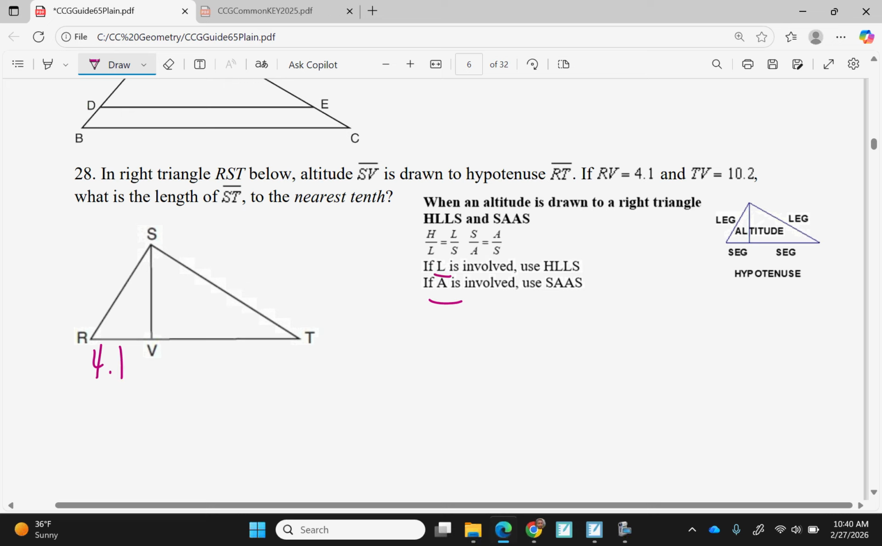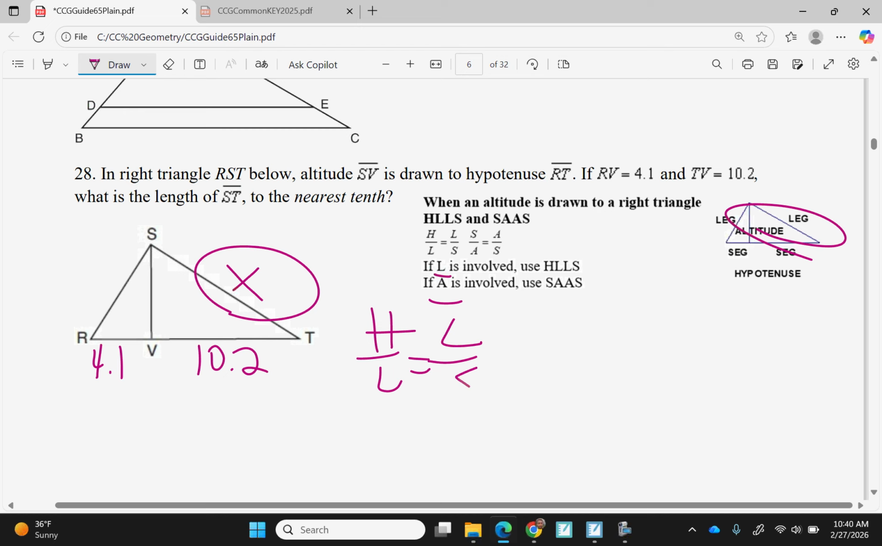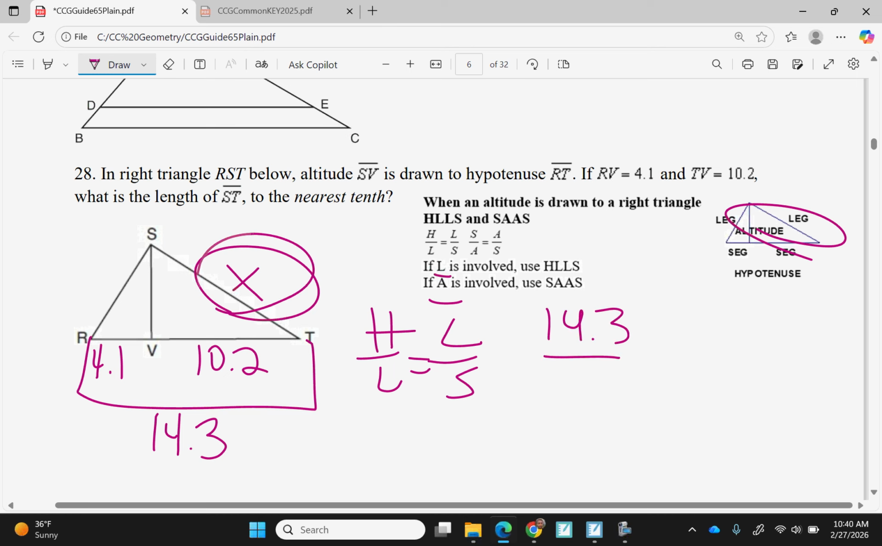RV is 4.1, TV is 10.2. It's asking for ST. Is there an L involved? Yes. So I'm going to do Hills, H over L equals L over S. H is this whole thing, so I need to add them together. That's 14.3 over L, which is X, equals L, which is X. It's always the same leg used twice. And since I'm using the right leg, I'm using the right seg, 10.2.